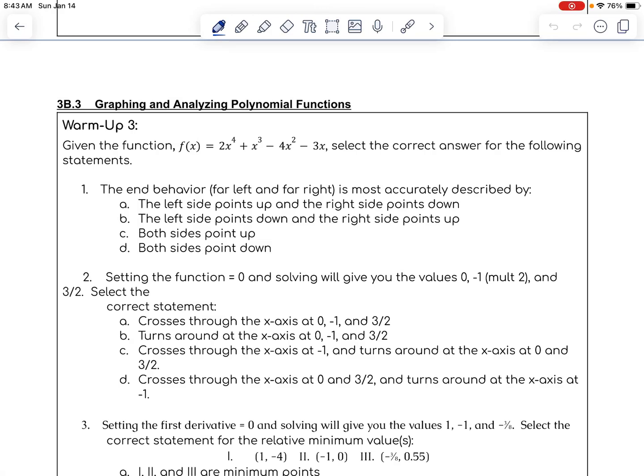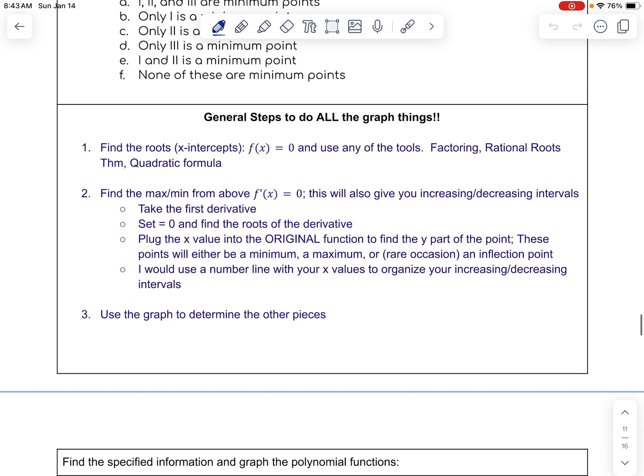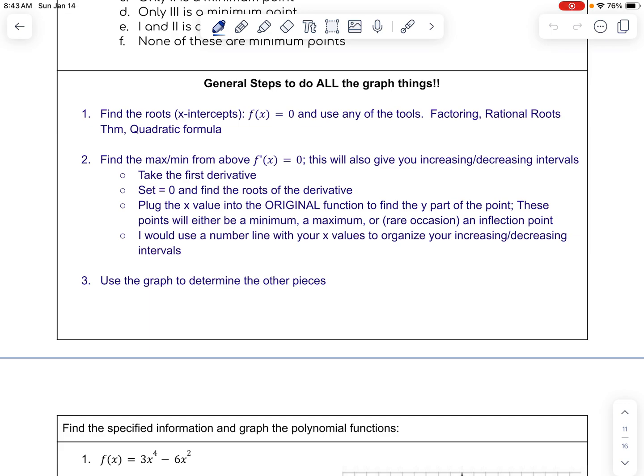Okay, so we are looking at graphing and analyzing polynomial functions. You can do the warm-up, and then we're going to jump down to the general steps to graph things. Find the roots, or x-intercepts, by setting the problem equal to 0. These are the ways we've talked about learning: we've done factoring, rational root, which is like our synthetic division, and if we can't factor, we always use the quadratic formula.